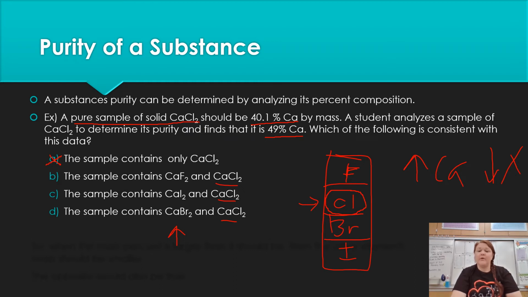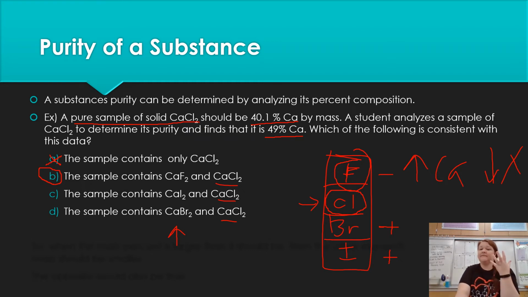Okay, bromine and iodine both have more mass, right? We're adding mass. That's more heavy, right? So if I have more of that mass, then I'm going to have a lower mass of calcium. It's opposite. We want a higher mass of calcium and a lower mass of the other one. So that means that fluorine has to be our answer. Okay. The sample contains calcium fluoride.